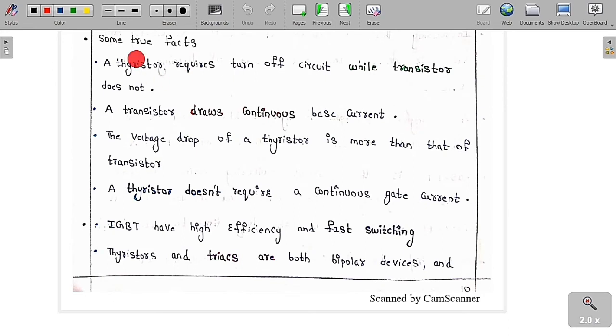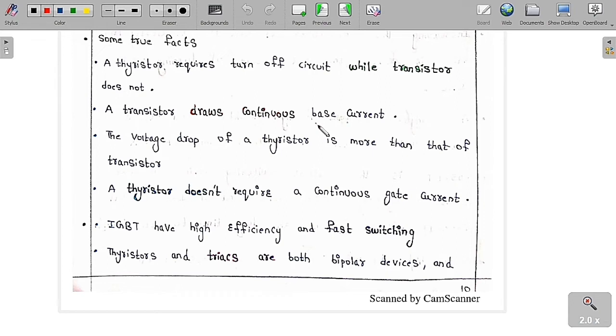Now we are going to discuss some facts. A thyristor requires a turn off circuit while a transistor doesn't. The thyristor is semi-controlled, so we need to turn it off with the help of a commutation circuit. But as a transistor is fully controlled, it doesn't need any commutation circuit. A transistor draws continuous base current because it is a current controlled device.